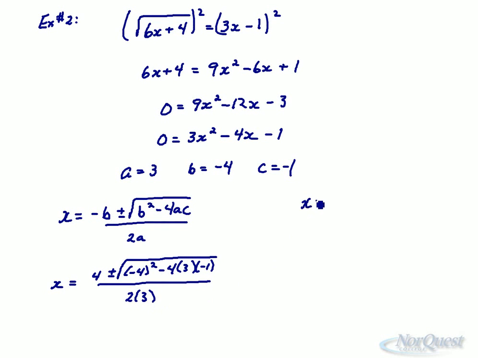Again, simplify what's inside the radical sign. So I'll punch this in as -4 squared. Well, that's 16 minus 4 times 3 times -1, which should give you root 28. So we get 4 plus or minus root 28 over 6. Root 28 can be simplified. So x equals 4 plus or minus, it could be root 7 times root 4. So 2 root 7 over 6.